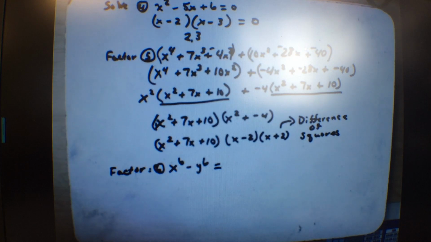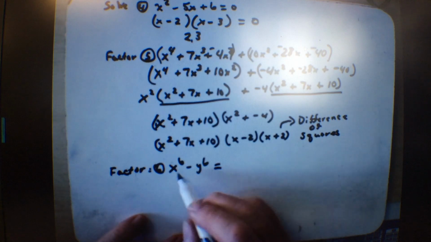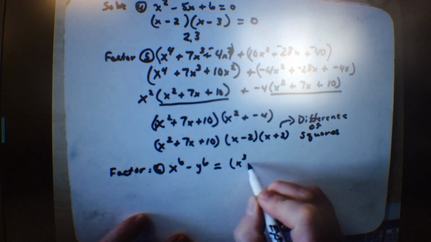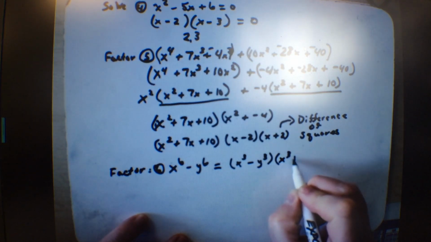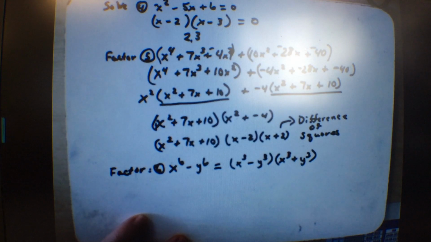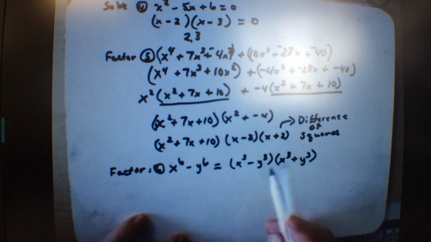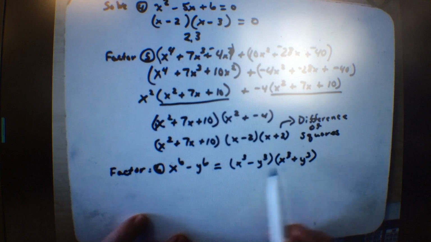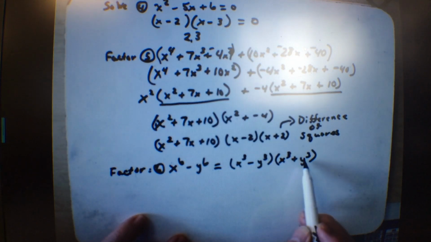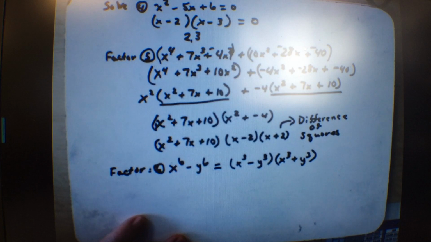But remember, when we deal with exponents, you divide by 2. So this is actually x to the third minus y to the third times x to the third plus y to the third. I'm confused. Okay, so Bo, what is x to the third times x to the third? x to the 6. Correct. What is y to the third times y to the third? y to the 6. What happens to the middle term? It cancels.